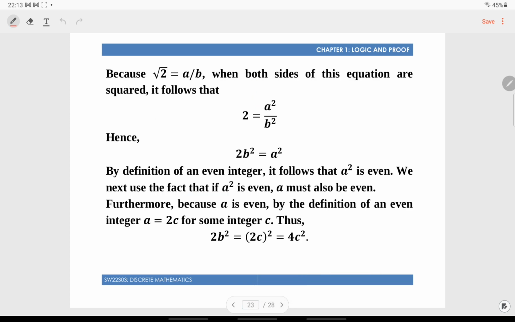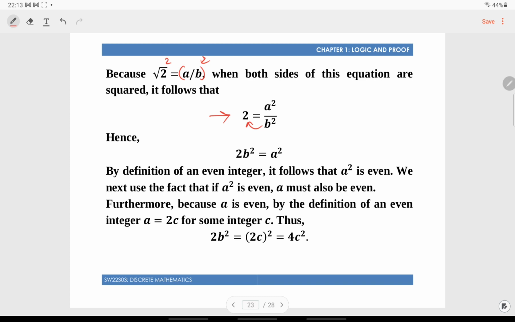Because the square root of 2 equals a over b, both sides of this equation are squared. So it follows that if we square this one, this one also gets squared, and we come out with this equation. We can eliminate the root. It becomes 2 equal to a square over b square. Hence, we can rearrange this one. We can take b to the other side. So it becomes 2b square equals a square.